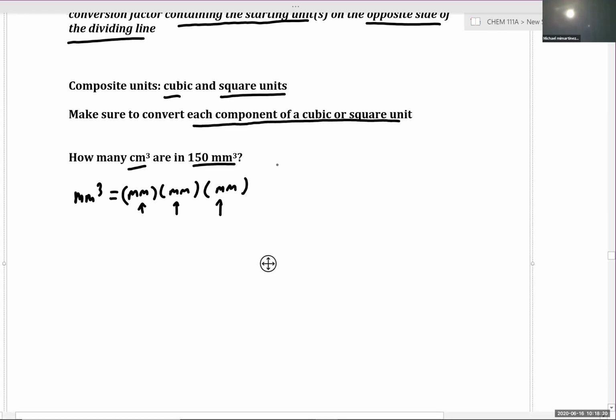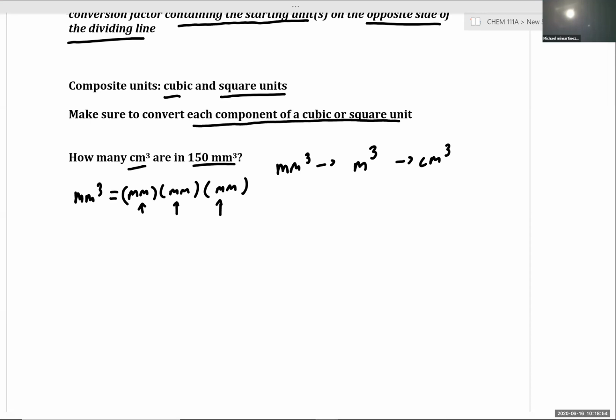So in our solution map, we're going to go from millimeters cubed. Our end goal is centimeters cubed. So what intermediate unit should we go through? What's our stepping stone? What's our base unit? Meters, yep. But it won't just be meters in this case, it would be meters cubed to represent the fact that we're converting each of these millimeters to meters and then to centimeters.